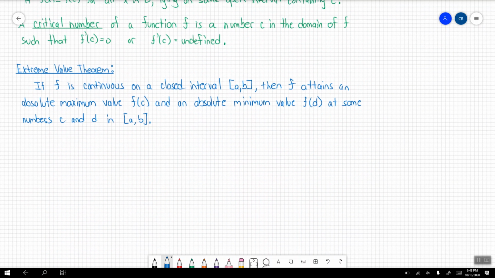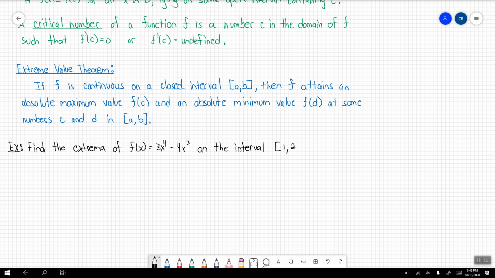So in order for us to extract all this, let's work on this example. I have this example here where we want to find the extrema of f of x equals 3x to the fourth minus 4x cubed on the interval from -1 to 2.